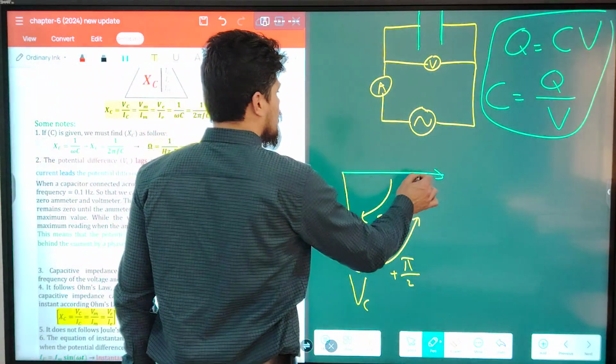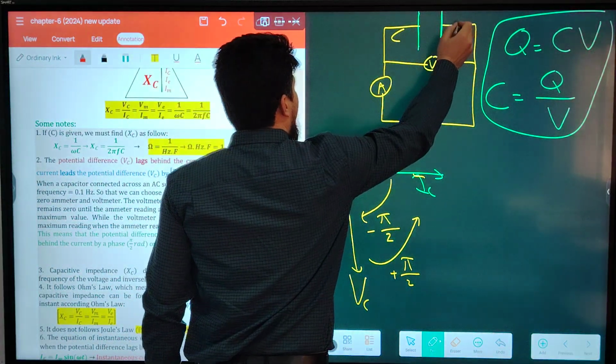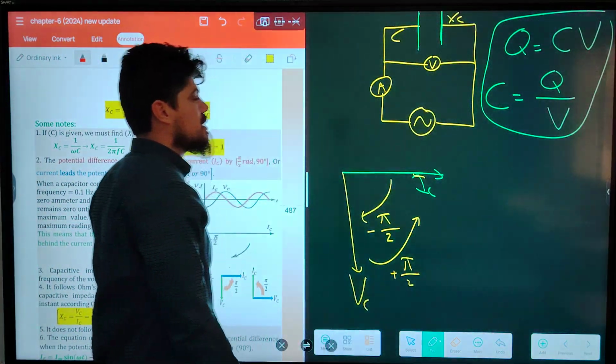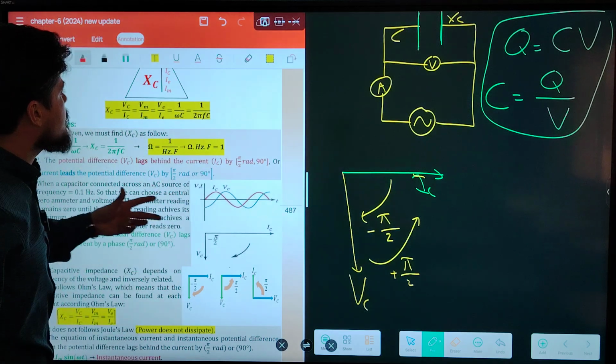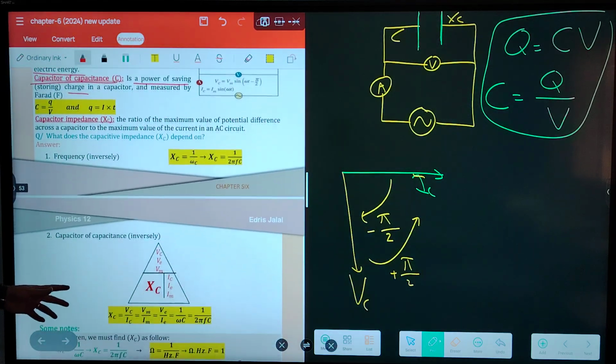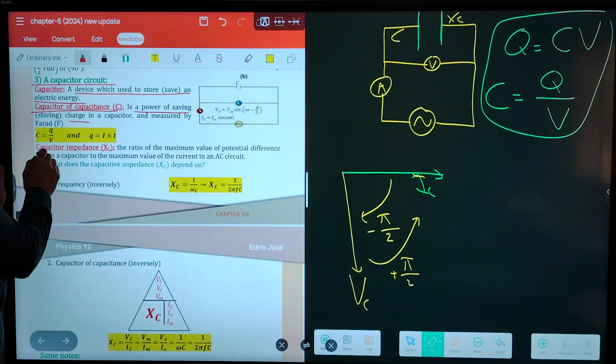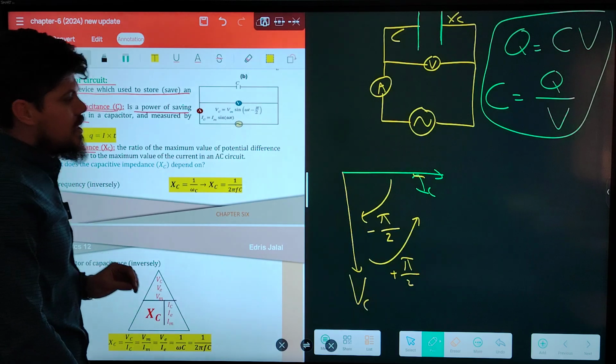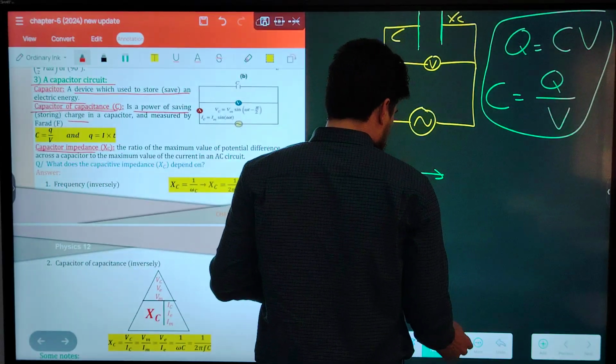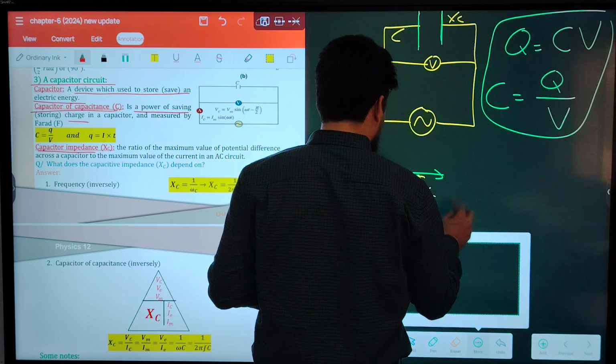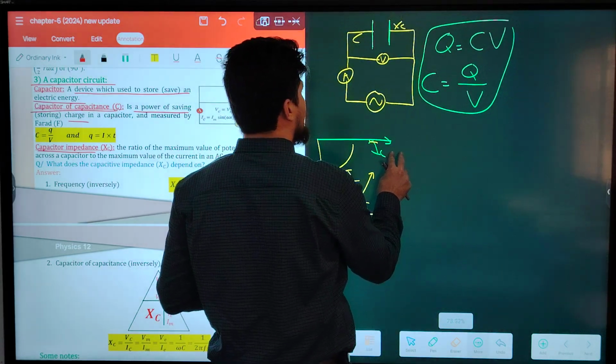In a capacitor AC circuit, we have XC instead of XL. The potential difference lags behind the current, okay? And it has capacitor impedance. The capacitor impedance is the ratio of the maximum potential difference to the maximum current.